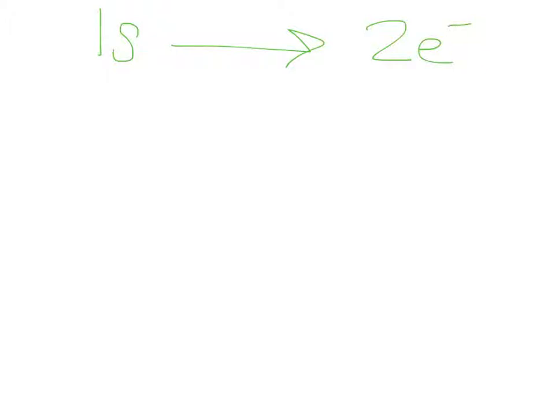We said from n equals 2, the second shell upwards, each shell contains 3 p orbitals. Each one of those 3 holds 2 electrons. That gives us 6 p electrons in total.